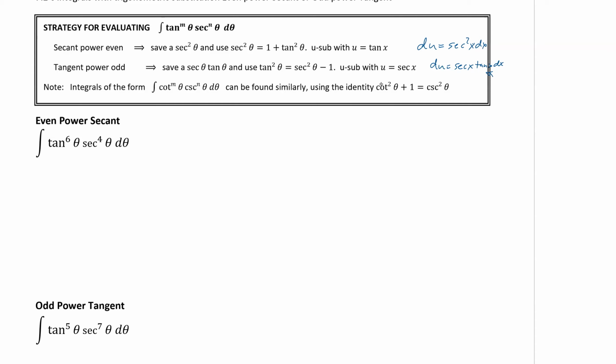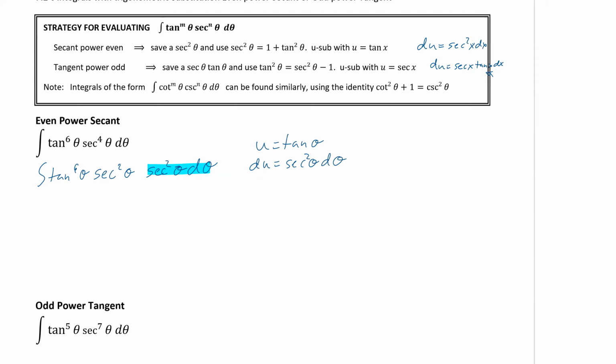All right, so this one is obviously secant power is even. So we're going to leave the tangent alone and pull the secant apart. So there it is. That's the one that we want. So now we know that u will be tangent theta. And so our du would be that secant theta squared d theta that we wanted.